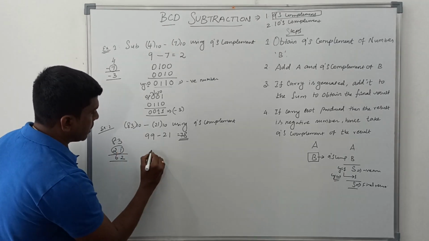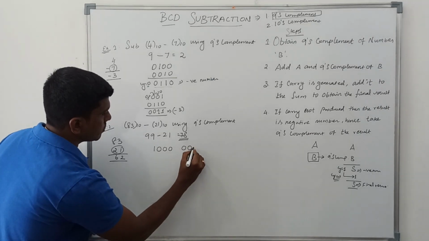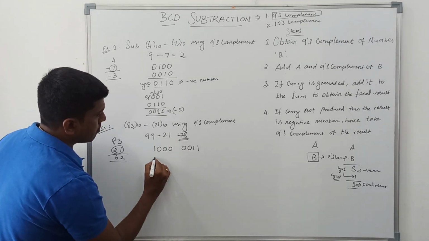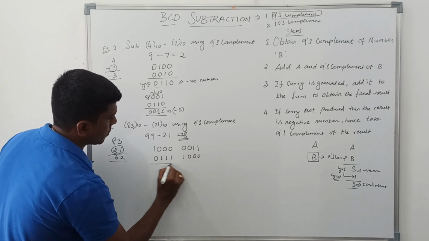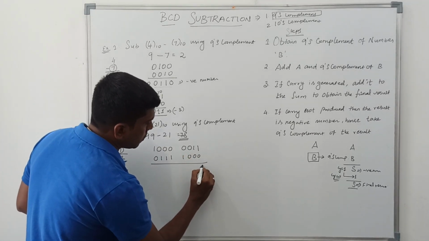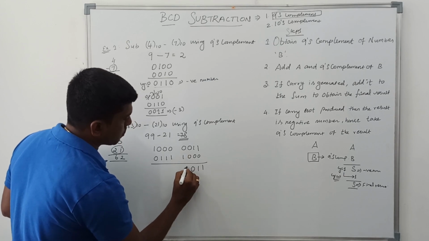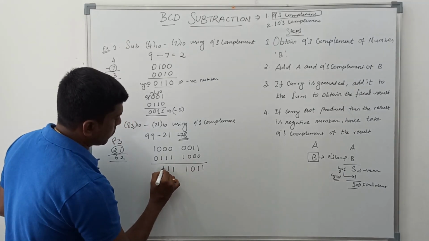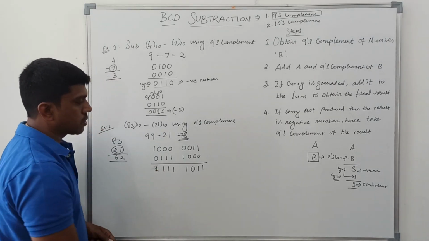Then the A value is 83. So take the equivalent BCD number of 83, and then the equivalent BCD number of 78, 0 1 1 1 1 0 0 0. Just add these two numbers, bit by bit. All the 4 bits are 1.